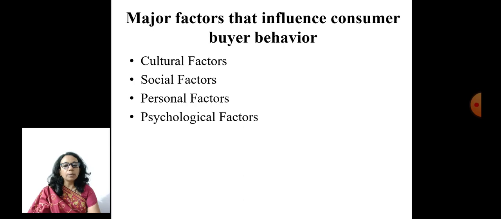Roles and status. A person is influenced by the role that he holds in society. If a person is in a high position, his buying behavior will be influenced largely by his status. A person who is a chief executive officer in a company will buy according to his status, while a staff member or an employee of the same company will have different buying patterns.